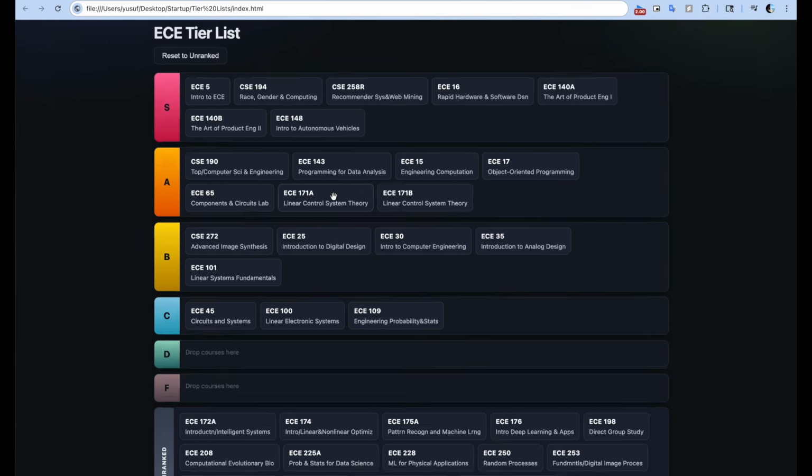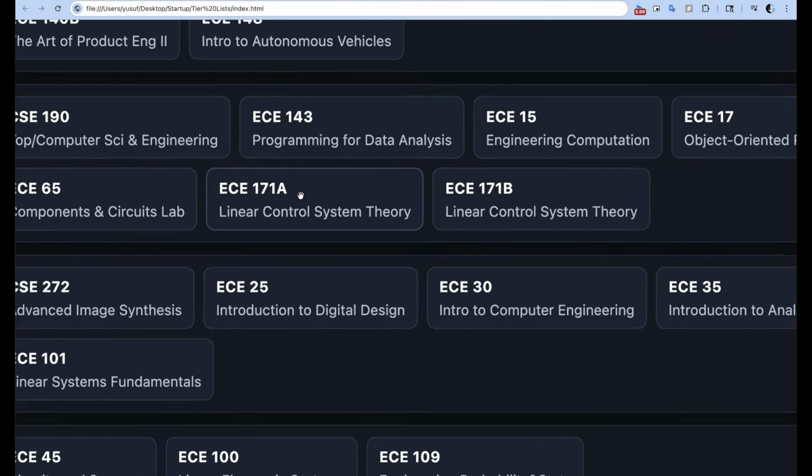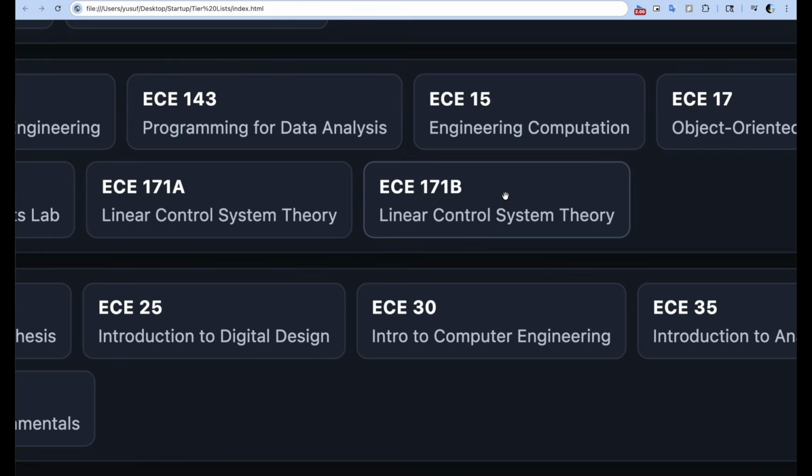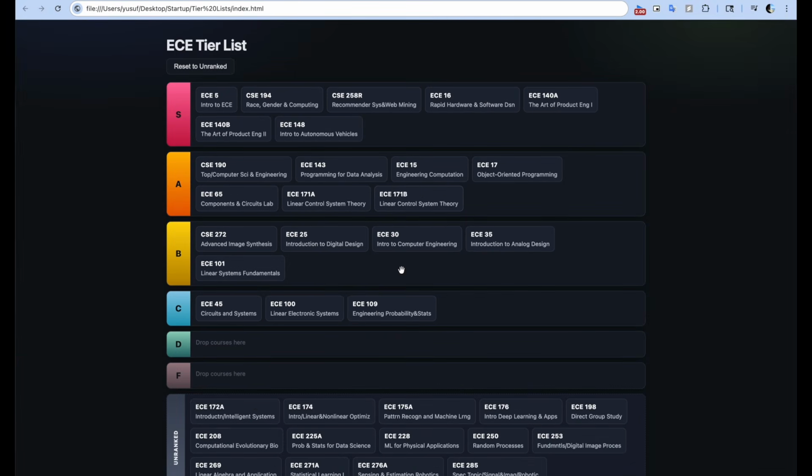And yeah, these two, I took the first one, 171A with Nikolai. He's a great professor. I would highly recommend taking it with him if you can. I took 171B with Yuan Shi. She's also an amazing professor. You'll also learn a lot taking this class with her.